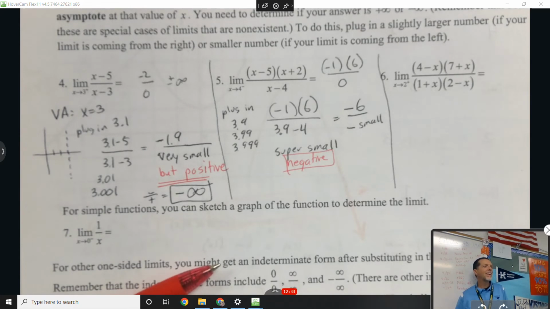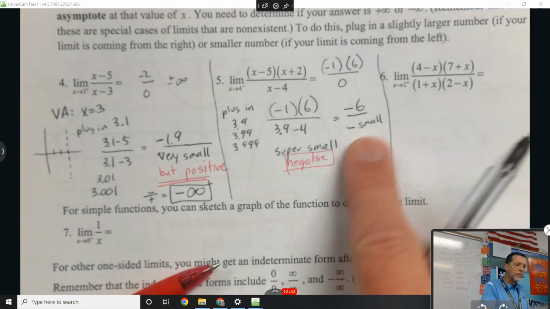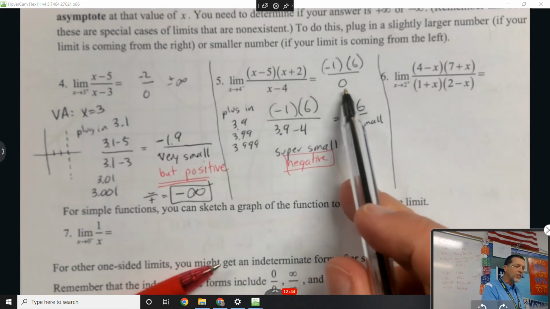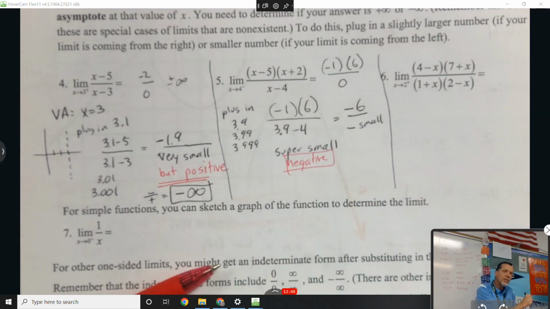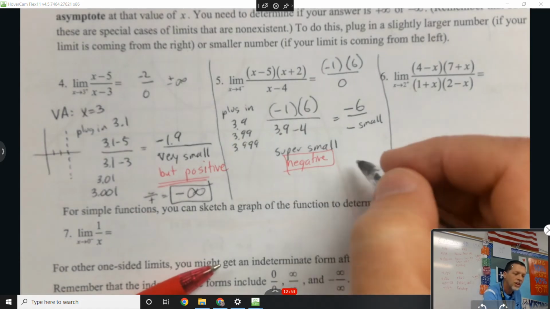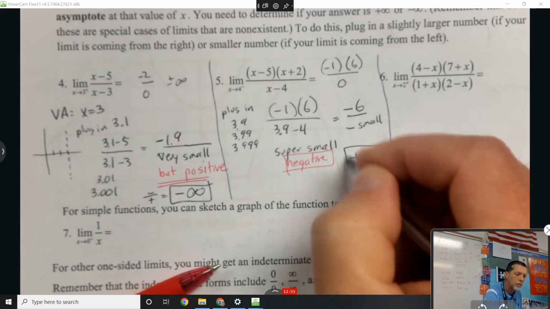Wait, so if we don't have "small" written on our paper, we can just take off the point? No. Or, how does this work? You don't have to write small, but you do have to be thinking there's a 0 in the bottom, but I need to know if it's just a little more than 0 or just a little less than 0. Because that determines whether my answer is positive or negative. So this one would be a positive infinity.